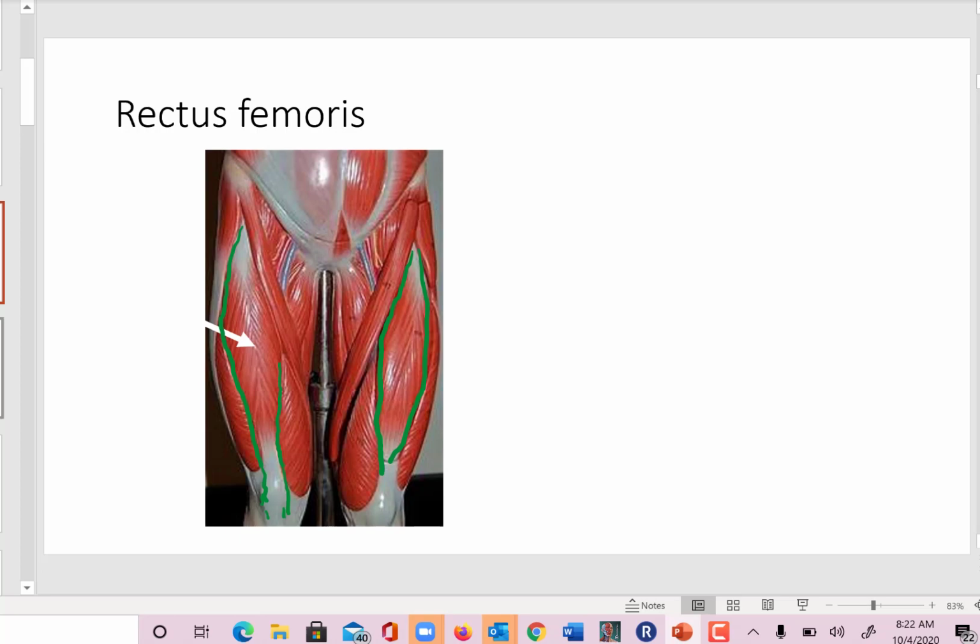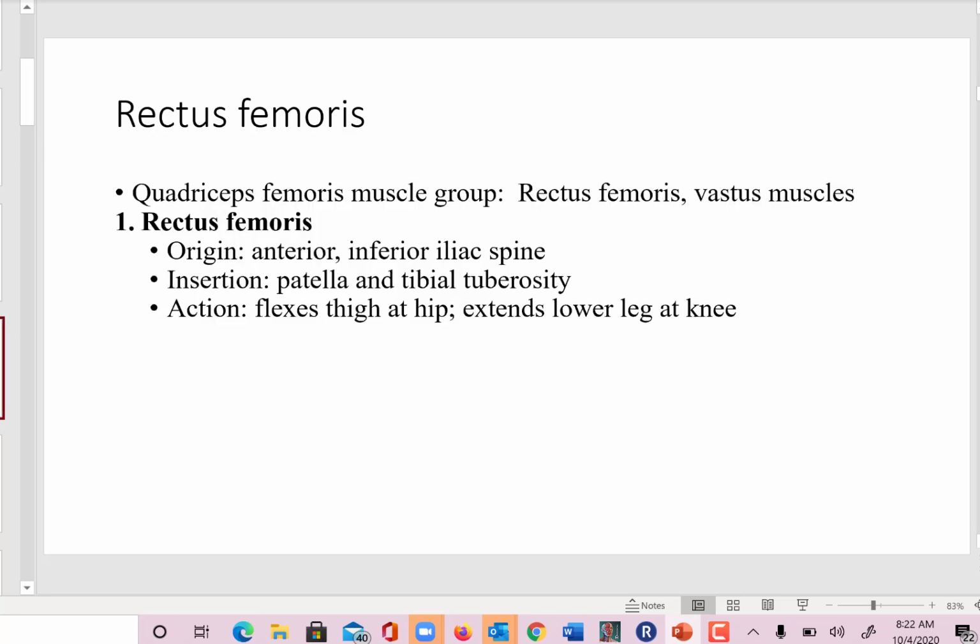So again, the rectus femoris is part of the quadriceps femoris group. It is the only one that works across the hip as well, and that's because of its origin being on the anterior inferior iliac spine. It's going to flex the thigh and extend the lower leg.